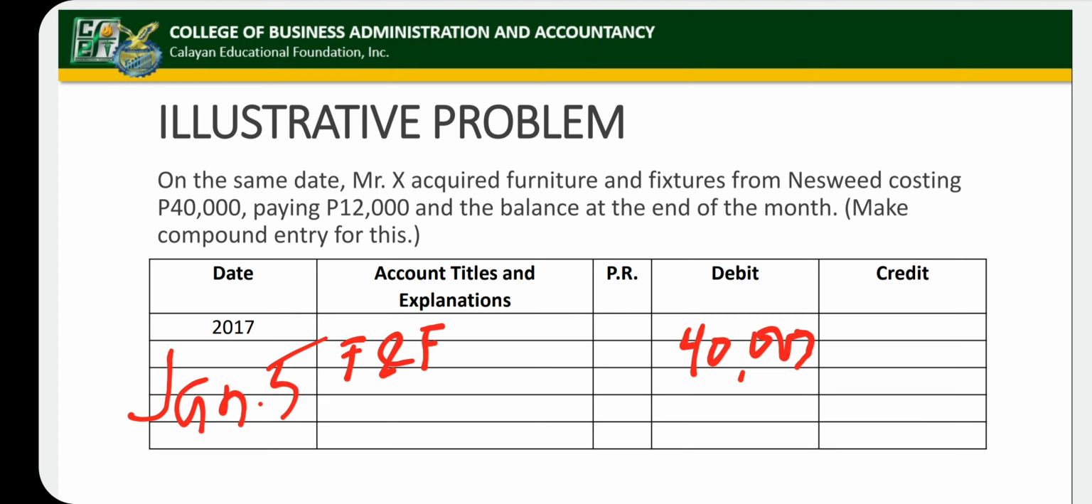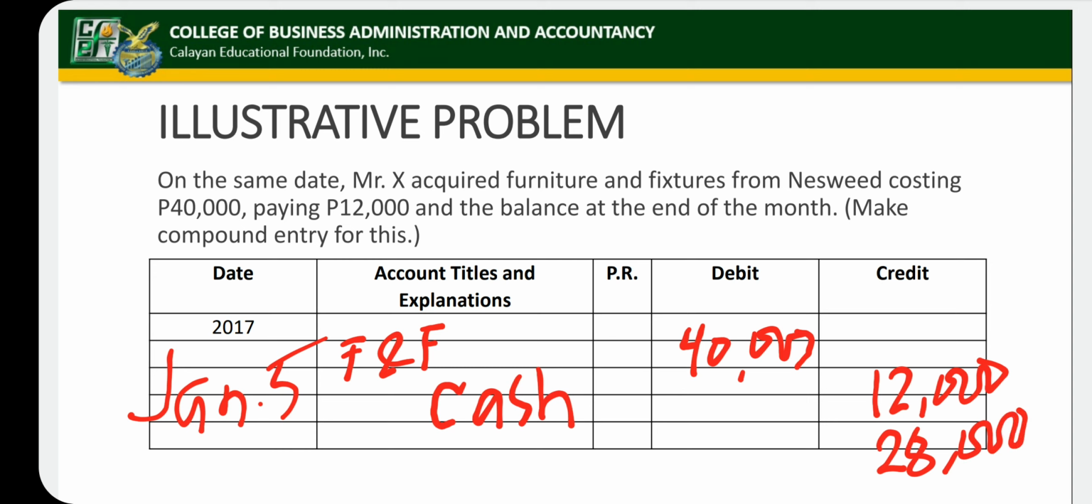Then another asset is involved, which is yung cash. But since we're going to pay cash, meaning to say the cash level in our business will decrease, we're going to credit cash in the amount of 12,000. Then the balance, which is yung 28,000, that is 40,000 minus 12,000, will be credited to accounts payable, since the remaining balance will be paid at the end of the month according to the problem.